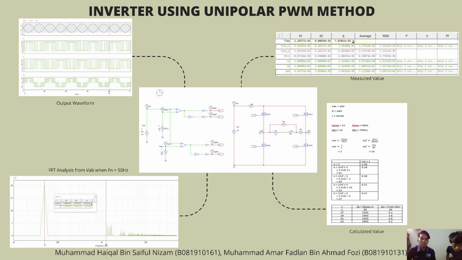So today we would like to present our power electronics project titled Inverter using Unipolar PWM method. The use of semiconductor devices in the field of power electronics has been gradually expanding throughout time. Basically, an inverter is an electronic device that converts direct current, DC, into alternating current, AC. Many applications use inverters, such as variable DC motor drives, induction heating, battery backup power supplies, and many more.